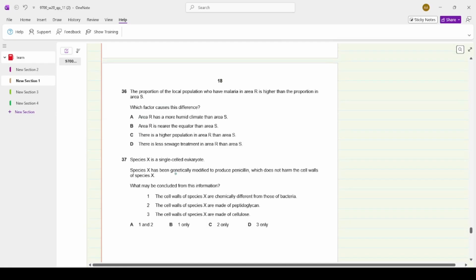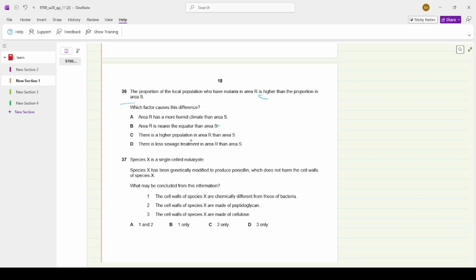36. The proportion of the local population who have malaria in area R is higher than the proportion in area S. Which factor causes the difference? Area R has a more humid climate than S. Maybe because this is favorable for multiplication of the vector, which is the female Anopheles mosquito. Area R is nearer the equator than S. No, there's no guarantee about being near the equator and malaria.